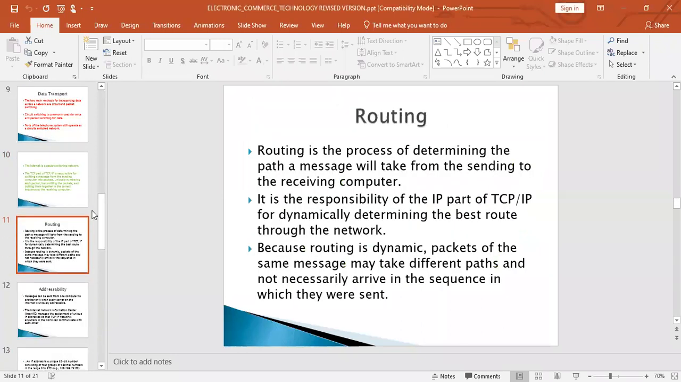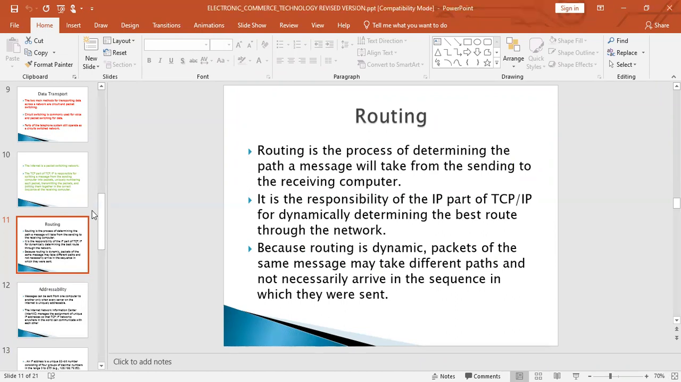I told you the TCP part handles data transportation. Now let's come to the IP part. The IP part I made known to you is in charge of two main things: that is the routing and then the addressing.